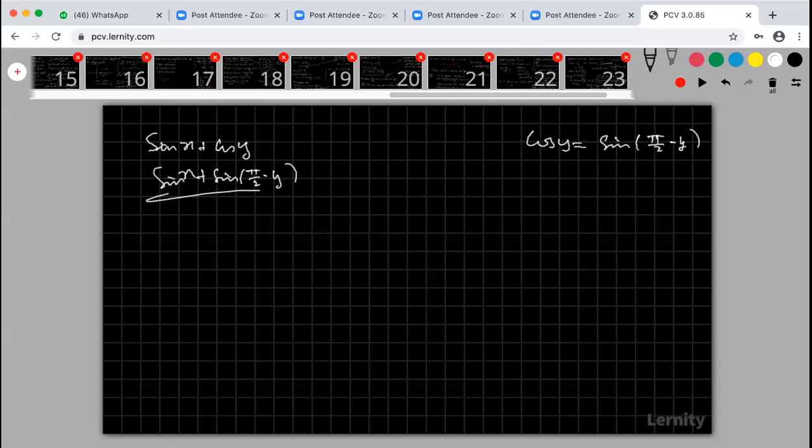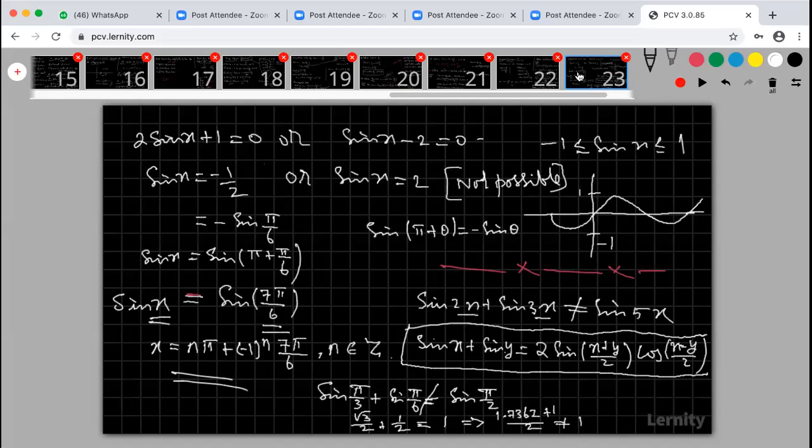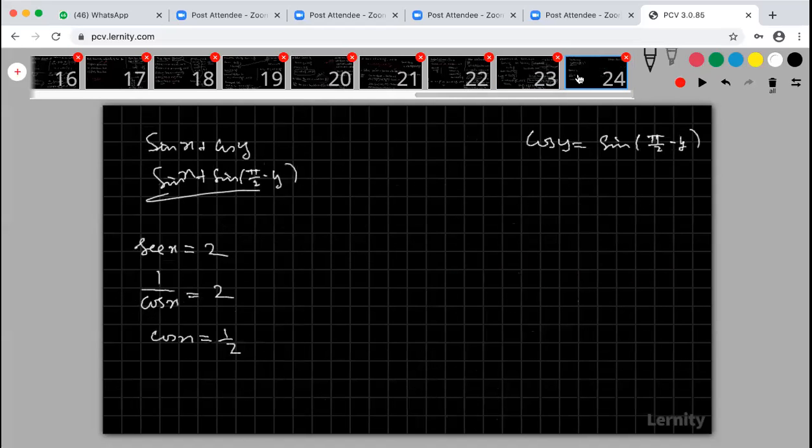Yeah, secant x can be taken as 1 by cos x. Supraja is asking, secant x is equal to 2. What is my secant x? This is nothing but 1 by cos x. Take a reciprocal. Cos x is equal to 1 by 2. This is the answer. Just now we have discussed, cos x is equal to 1 by 2.